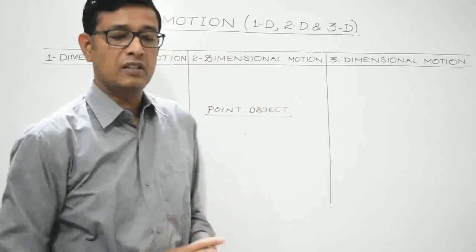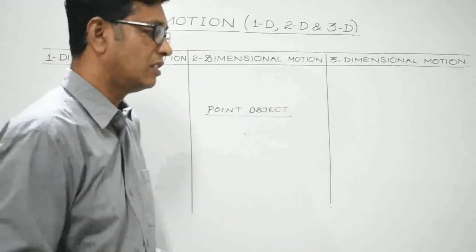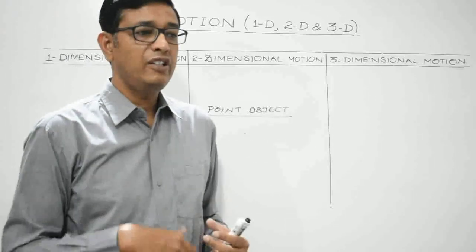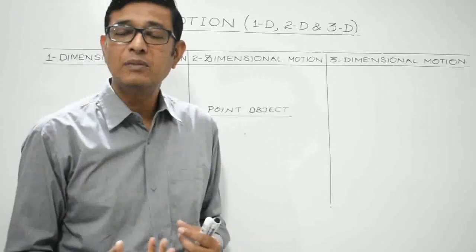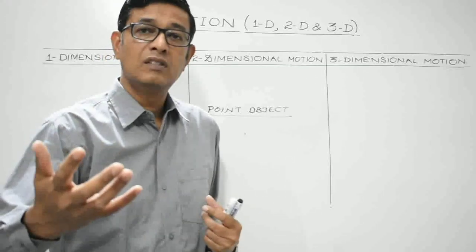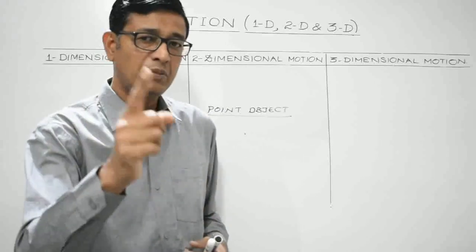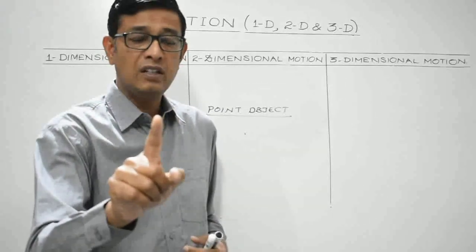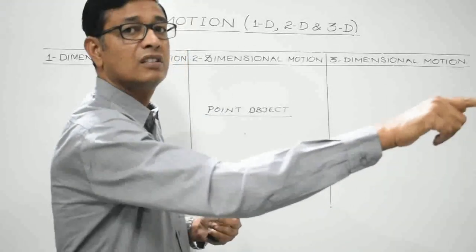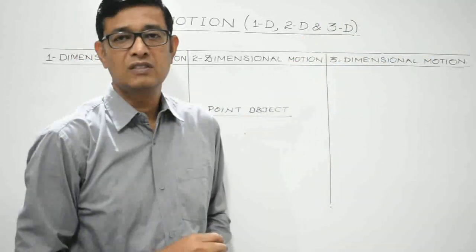So, point object. Now again, we'll talk about the reference thing, right? Point object means any object whose dimensions can be neglected. Now a bus or a train, which obviously has finite size, it's huge, but still it can be treated as a point object when the distance it covers is very, very large as compared to the dimensions of the body, right?